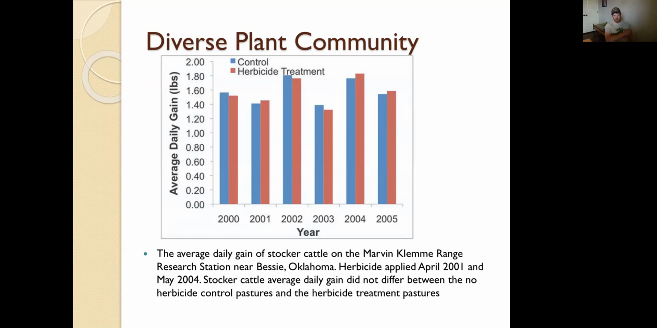Here's a study from 2000 to 2005. This was done at the Marvin Klemme Research Range out in western Oklahoma near Bessie. They had a control pasture where they just kicked a bunch of cattle out and then tracked average daily gain. And then they had a herbicide treated pasture where they tracked the same data. And across the board, there was absolutely no statistical variation between the control pasture where they didn't do anything and the herbicide treated pasture where they sprayed all the weeds.